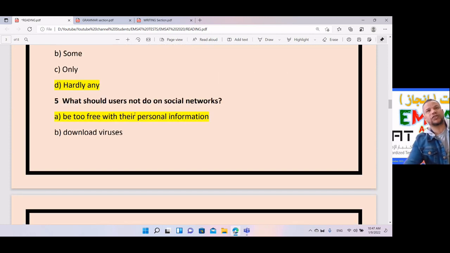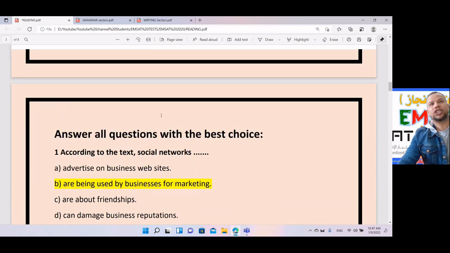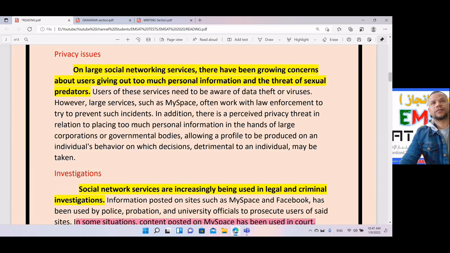Question 5, what should users not do on social networks? The answer is be too free with their personal information. Not do. They are not free with their personal information. How do I know that? You will see here that users of these services need to be aware of data, viruses, large surfaces, and so on.